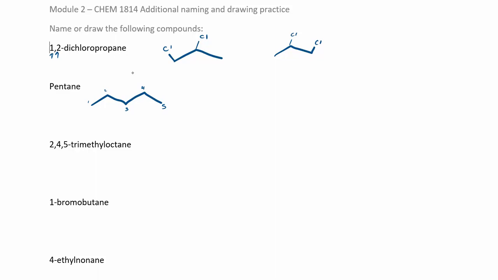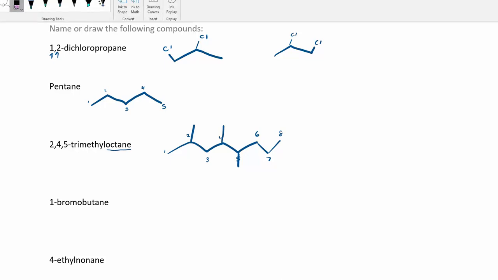2,4,5-trimethyl-octane. I'm going to start with the octane, and I'm going to make 8 carbons. So here's 1, 2, 3, 4, 5, 6, 7, 8. So there's my 8 carbons. And I'm going to leave them numbered like this. 2,4,5 trimethyl tells me that I have 3 methyl groups. One is at carbon 2, one is at carbon 4, and one is at carbon 5. So that is 2,4,5 trimethyl-octane.